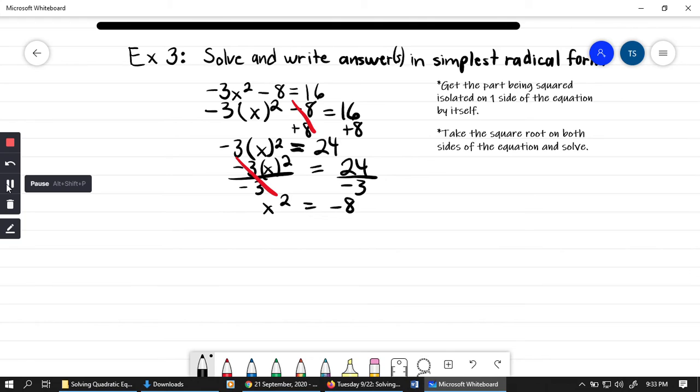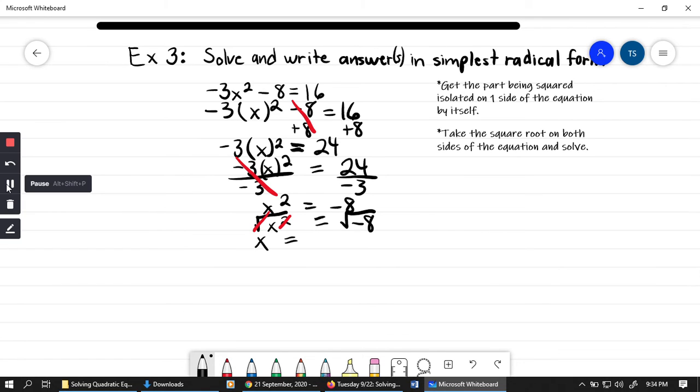Okay, so we've got this part that's being squared by itself. Now let's take the square root on both sides. Square root of x squared, and square root of -8. Again, remember that when we're taking the square root of this part that's being squared, it's going to cancel out the square. Alright, so on the left side we're going to be left with x.